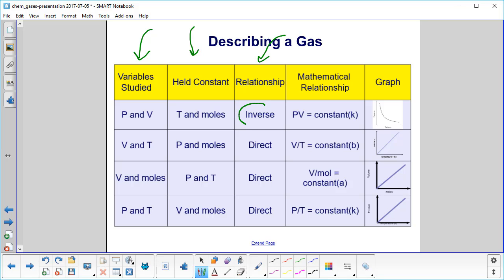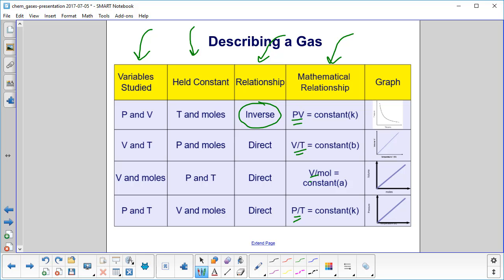This I find very interesting, the relationship. There's only one that has an inverse relationship, and we'll get to there when I hit the graph. Here's your mathematical relationship. Okay, you can see the inverse. You have the two variables multiplied by each other. When you have a direct, you can see that they're divided by each other.